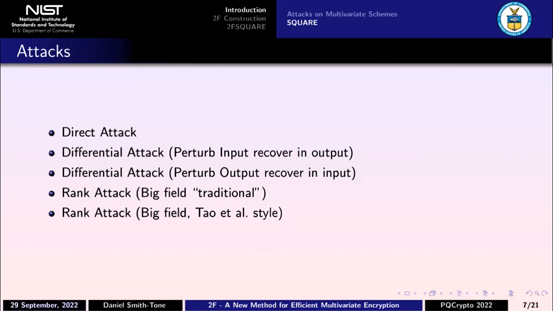The big field min-rank attack that was first used on HFE over 20 years ago can efficiently break Square with either the MinRank or support minors modeling since the rank is so low. Also, the new min-rank instance found by Tao and others that broke GeMSS can also be used to break Square with the same efficiency as the traditional big field min-rank attack.